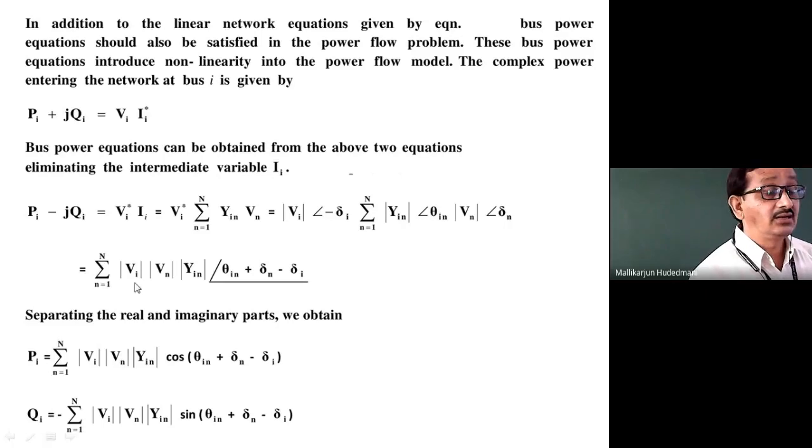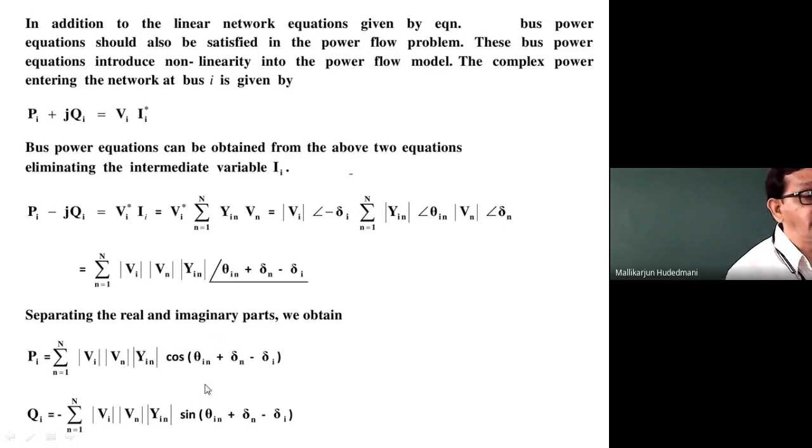Similarly, if I take the imaginary part, I should expand the same expression with the sine term of that angle. As there is a minus outside, Pi minus jQi, this minus comes to the other side. Therefore, it becomes minus summation n equal to 1 to the last bus number of Vi, Vn, Yin, sine of theta in plus delta n minus delta i. These were the equations we have seen when we studied load flow. These two equations are very necessary for the Newton-Raphson method.